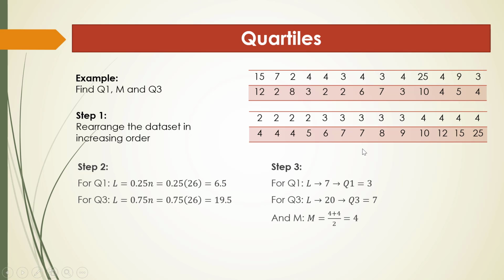Here we have 26 numbers, so the median is the average of the numbers at positions 13 and 14. So we have 4 plus 4 divided by 2 is 4. So the 3 quartiles of this dataset are 3, 4, and 7.